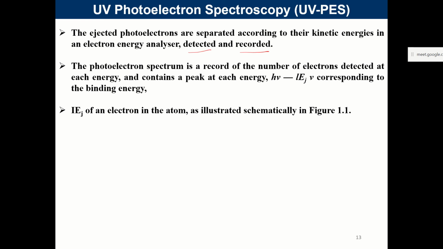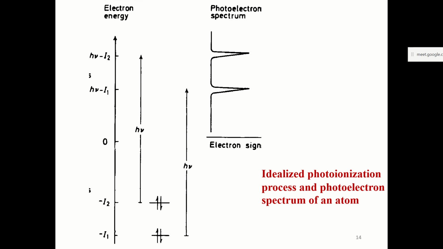So you will have a peak at each of the energy h mu minus IEJ. In terms of kinetic energy, you are plotting all the electrons. So the graph will look something like this. An ideal photoionization process and the photoelectron spectrum is depicted over here.